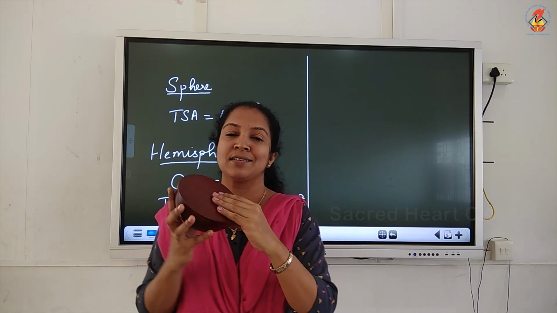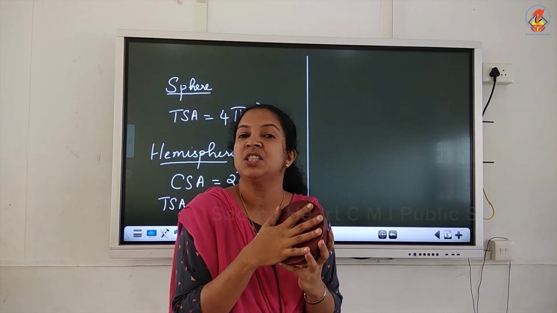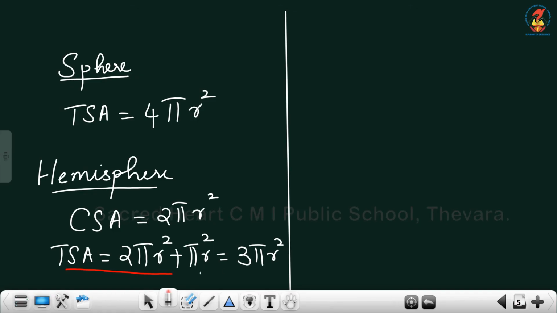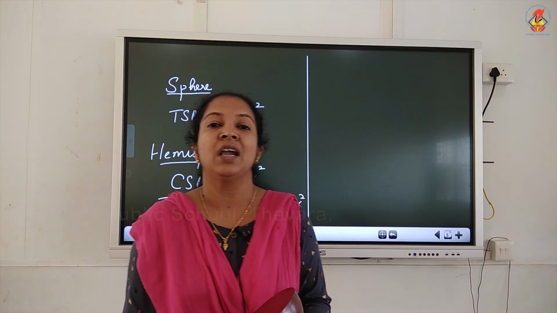What about this area? This is a circular region. So the area is pi r square. So the total surface area is equal to 2 pi r square plus pi r square, which is equal to 3 pi r square.